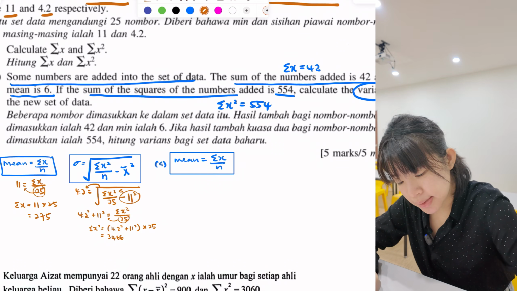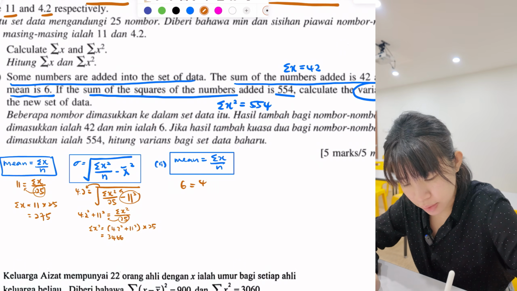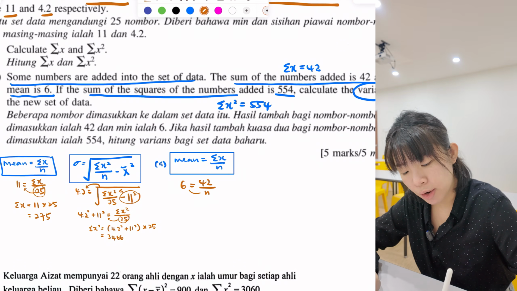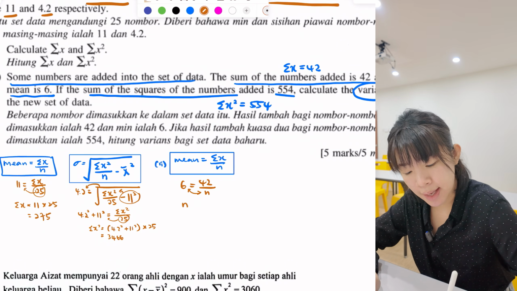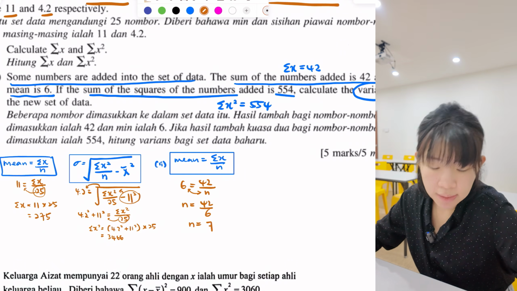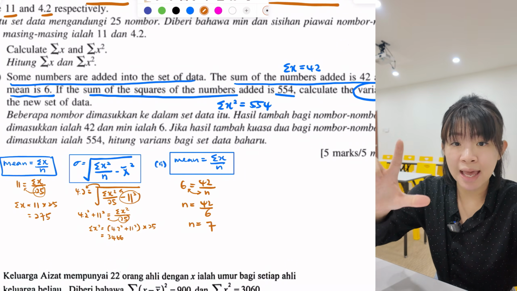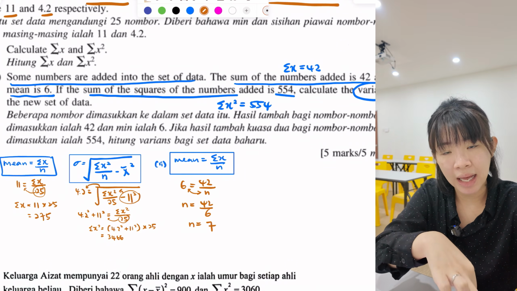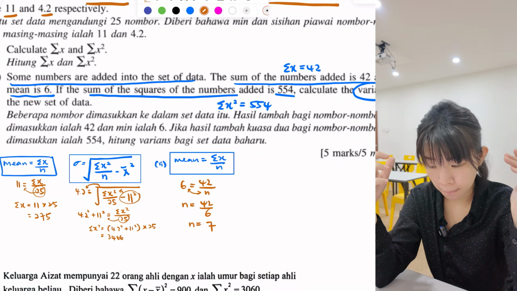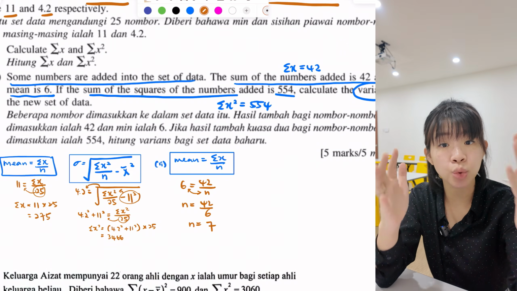Okay, so now the mean is 6, the sum of x is 42, and n we don't know. To find n, the n brings over, the 6 brings down. So n equals 42 divided by 6, so n equals 7. That means they added 7 more numbers into the data. Originally 25 numbers, so add 7 more, it becomes 32. So now we have 32 numbers.